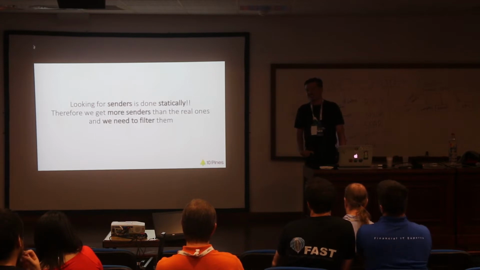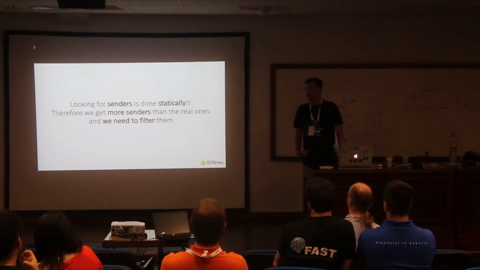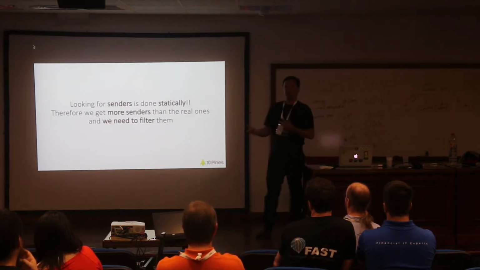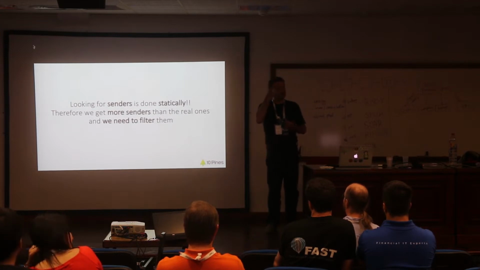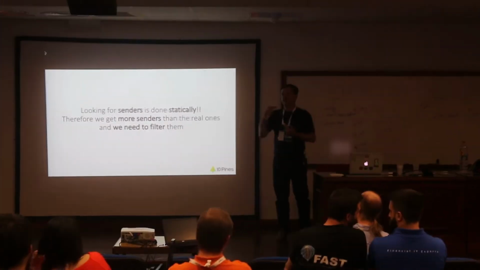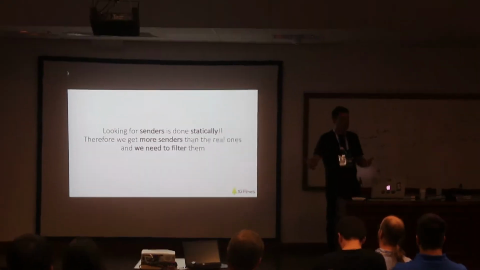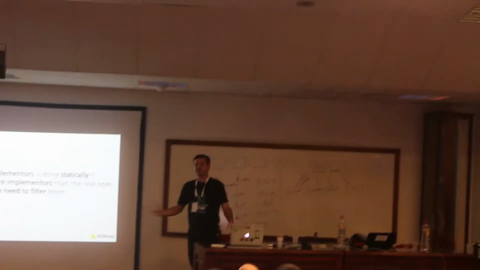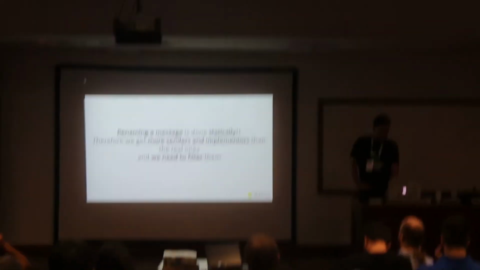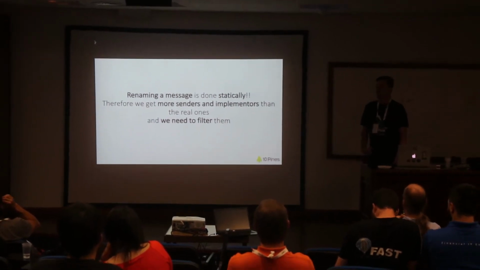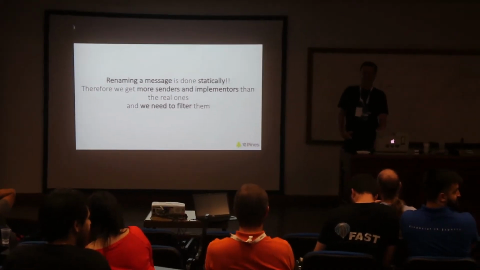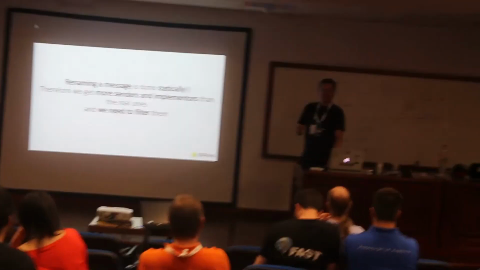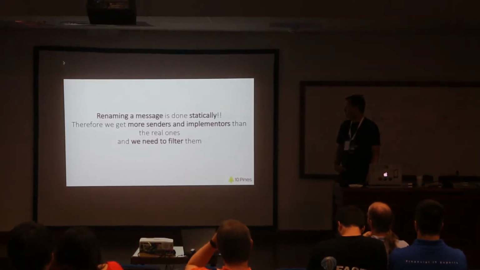But looking for senders is done statically. Therefore, when we do that statically, we get more senders than we're really looking for, and we have to filter them. We have to do some work in our head that the machine could be doing. When we're looking for implementors, it's done statically. We have the same problem. Renaming a message is done statically. So we have to look for the real senders and real implementors and do that ourselves.